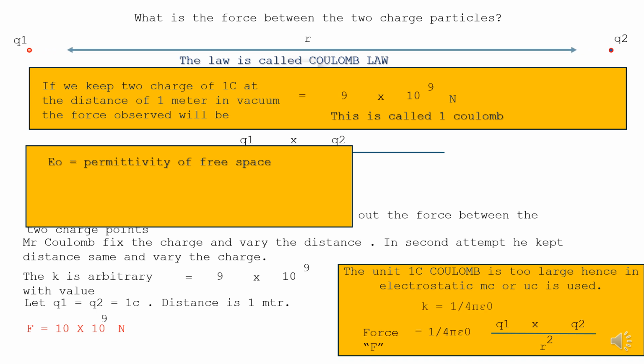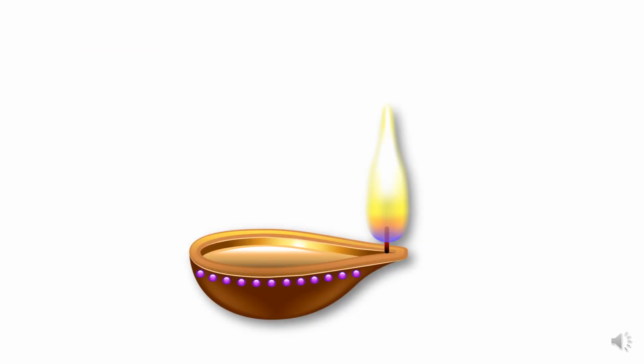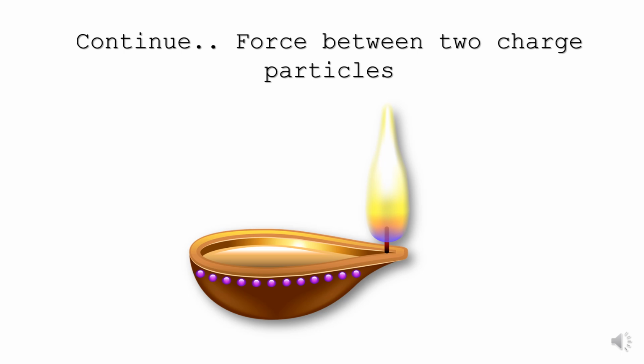Moving further, what is the value of permittivity? Epsilon 0 is the permittivity of free space, and the derived value is 8.854 into 10 raised to minus 12 C squared per Newton per meter squared. This is a beautiful explanation of Coulomb's law.